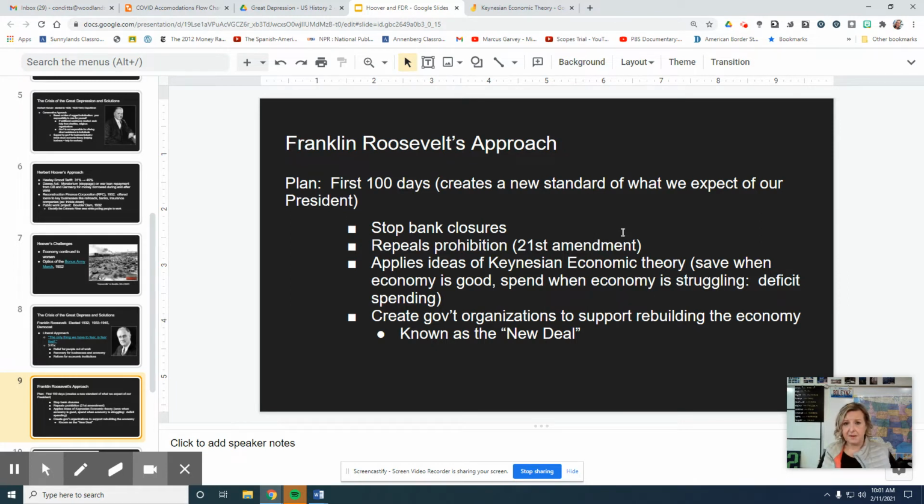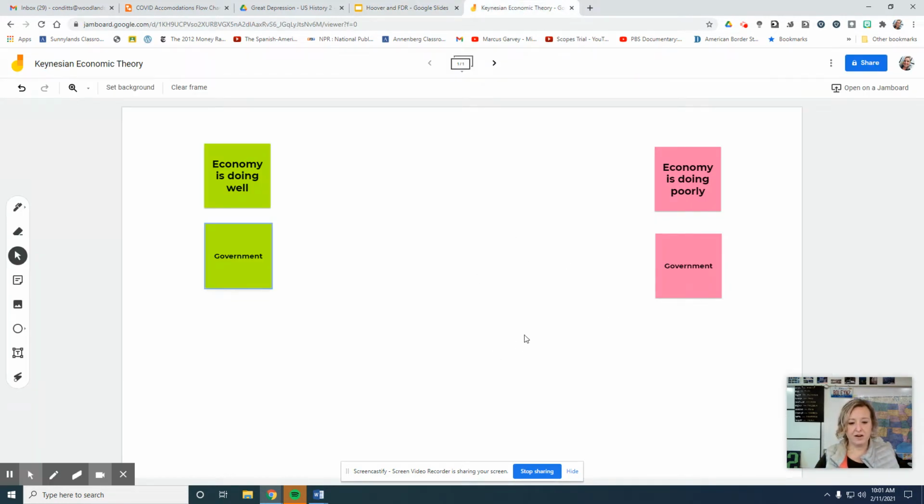So he felt that this would be a help to the economy. He applies these ideas of what we call Keynesian economic theory, and I've simplified this for you, which is ultimately when the economy is good, we save money. And when the economy is struggling, we spend money. So I have a Jamboard here for you to look at, which kind of highlights this concept.